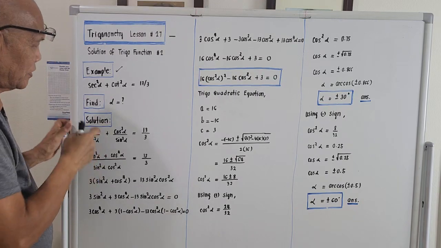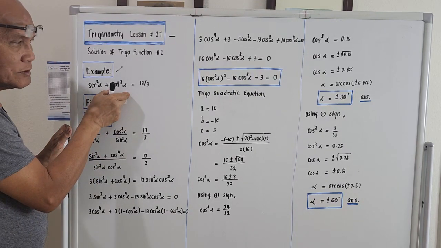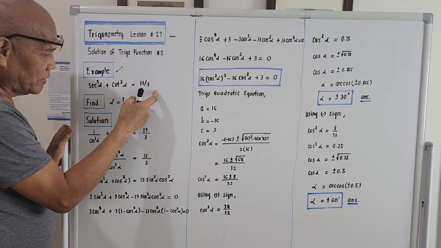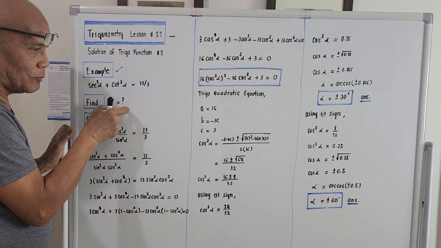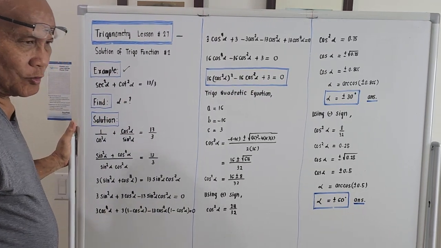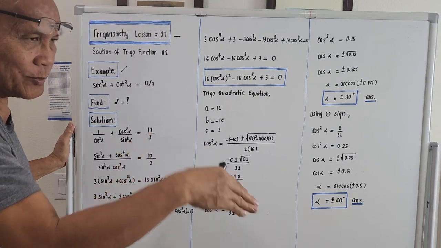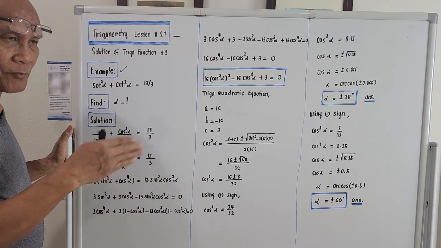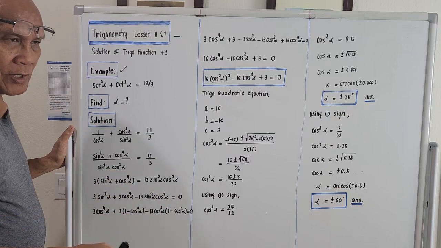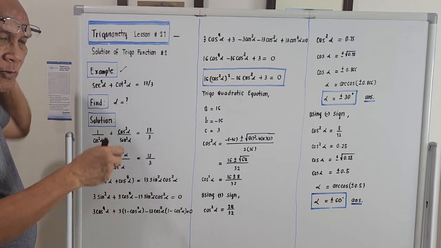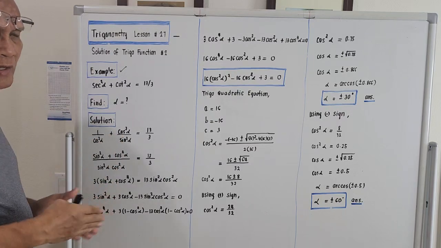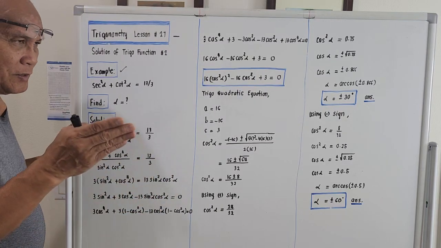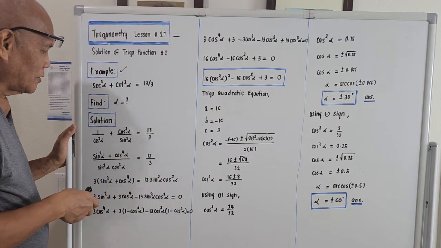We are given secant square of alpha plus cotangent square of alpha, and it is equal to a value 13/3. The problem is asking what will be the value of alpha. So it seems we are solving this given trigonometric equation. Like in the study of algebra, we are solving algebraic equations. Under the study of trigonometry, we are solving the solution of a trigonometric equation. It could either be a linear, quadratic, cubic, or to the fourth power maybe. Okay, let's try to bring out the solution of this one.